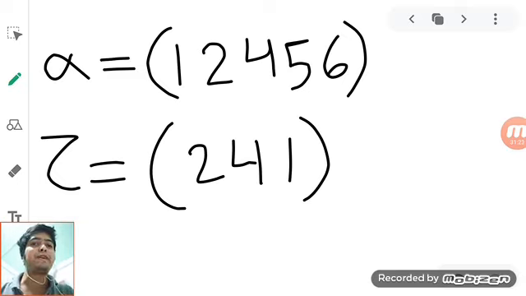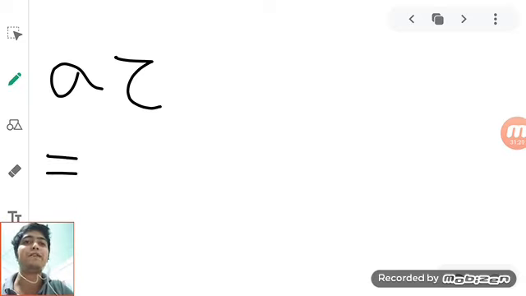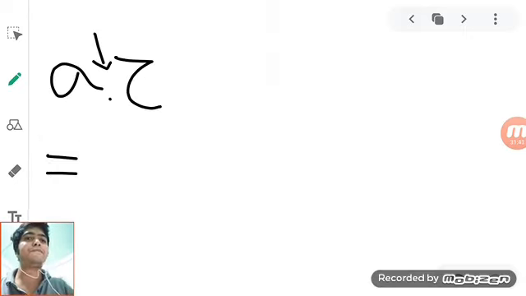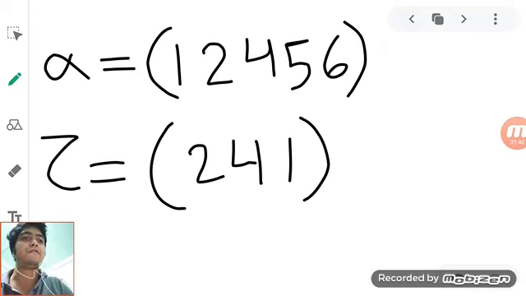Suppose you have to find sigma tau. So let's write it down. This is how we operate two elements, compose. Maybe I can even denote it with a dot, but most of the times we will even drop this dot. So sigma tau is (1 2 4 5 6) and (2 4 1).